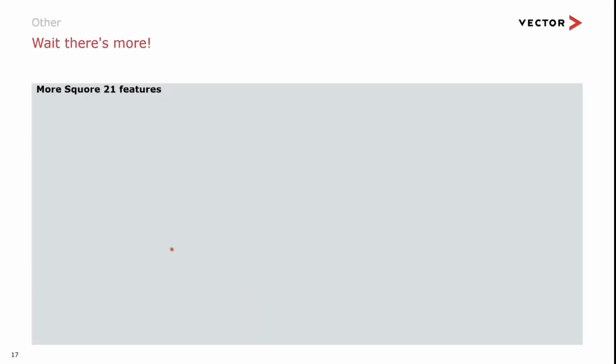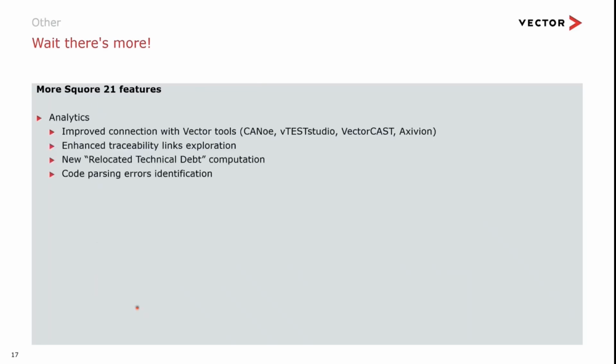So almost at the end now. What else is there in Squore? In the analytics part, we have improved connection with vector tools. We regularly add more vector tools to the list of connectors we have. As of today, we have the Canoe, Vita Studio, VectorCast, Axivian tools connected to Squore. We have enhanced traceability links exploration, so we can do more interesting things with these links.